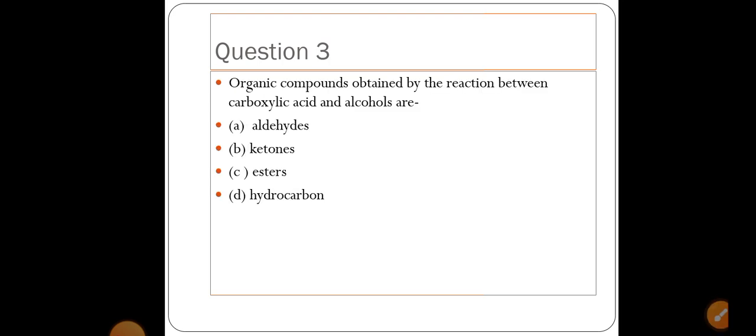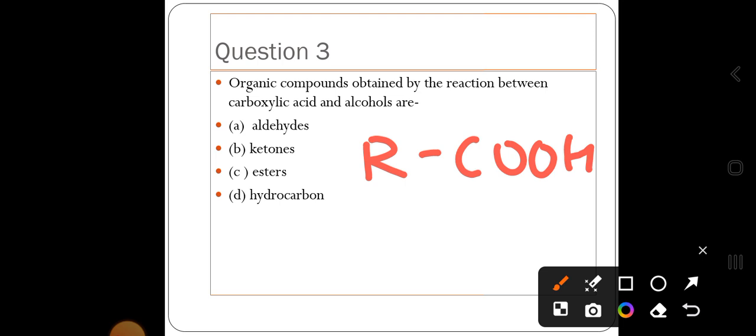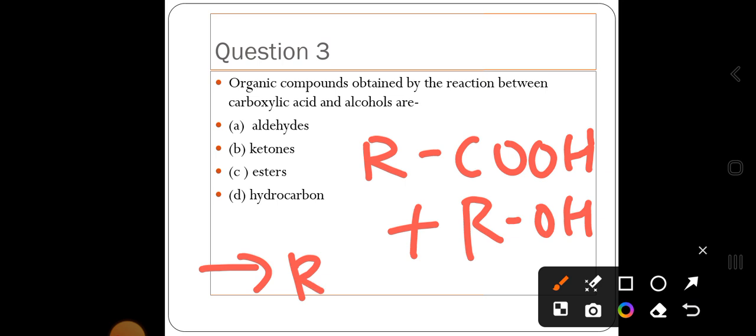Now the next question is, organic compounds obtained by the reaction between carboxylic acid and alcohols are. So let's go through the functional groups. For carboxylic acid we have RCOOH, and for alcohols we have ROH. Whenever there's a reaction between carboxylic acid and alcohol, combining acid and alcohol, it always gives rise to ester, RCOOR.